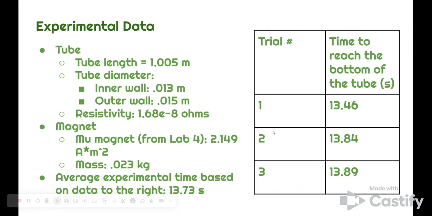So you can see our experimental data here. We ran 3 trials and had pretty similar results for the 3 of them. Some of this data was given to us and other things we found in the past lab, so this is especially important. This mu here, we got 2.149 from the past lab. And yeah, our average experimental time ended up being 13.73 seconds.